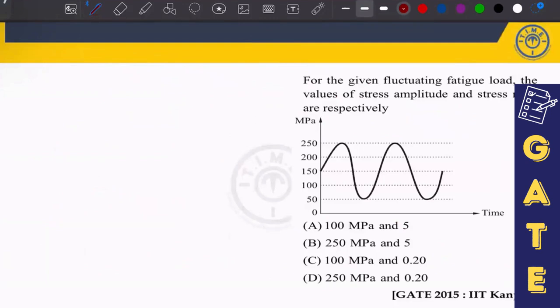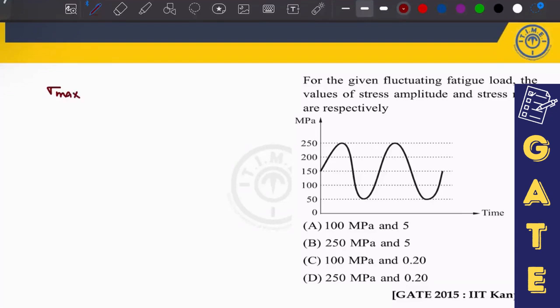Now, see this question. For the given fluctuating fatigue load, you have to calculate the value of the stress amplitude and the stress ratio. So you already know the relation for the stress amplitude and the stress ratio. Okay, so please try to solve. So the first thing is you have to calculate the maximum and minimum stress. Option C is the correct answer.